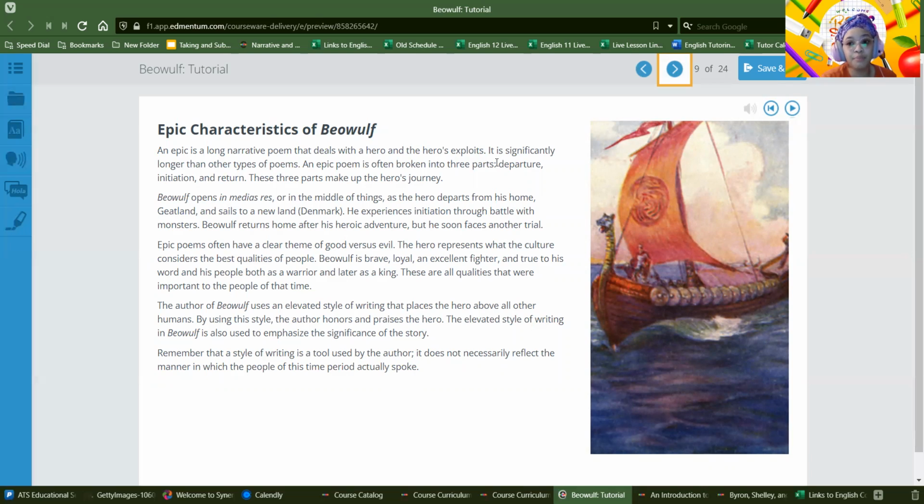It's written to be performed by a person. And they did write it down, but it was meant to be performed. So they start giving you information about Beowulf specifically as a text.